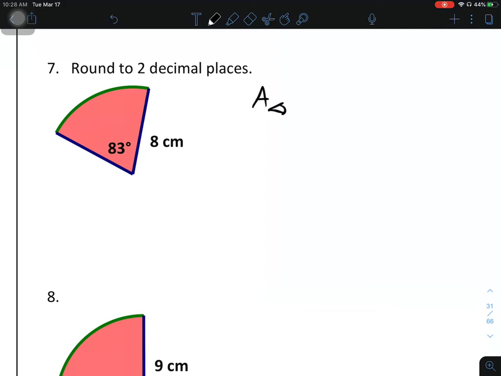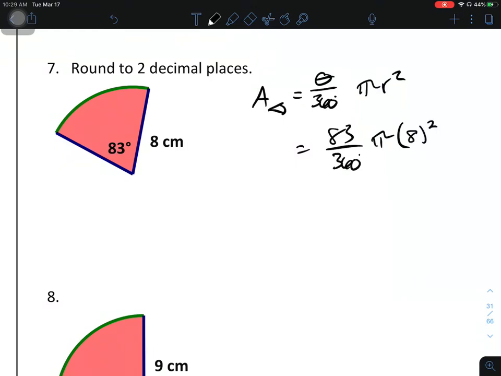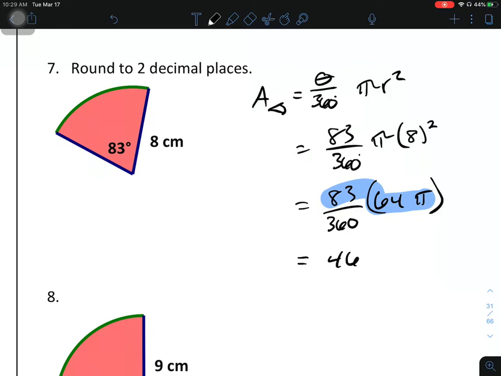To find the area of the sector, we take the central angle divided by 360 degrees times pi r squared. That's 83 over 360. Pretty sure 83 is prime, so it wouldn't have any common factors with 360. Radius is 8. So that would be 64 times pi. Let's see. Oh, the directions say round to two decimal places. I was thinking this is going to be tough to simplify. So we multiply 83 times 64 times pi, then divide it by 360. And we're going to get about 46.36 square centimeters.